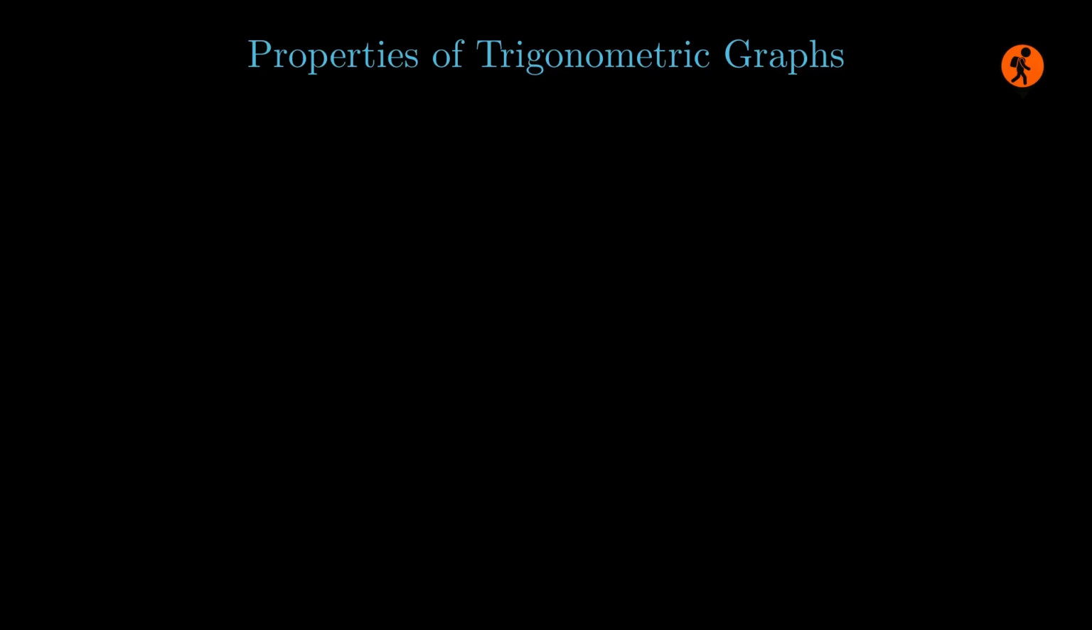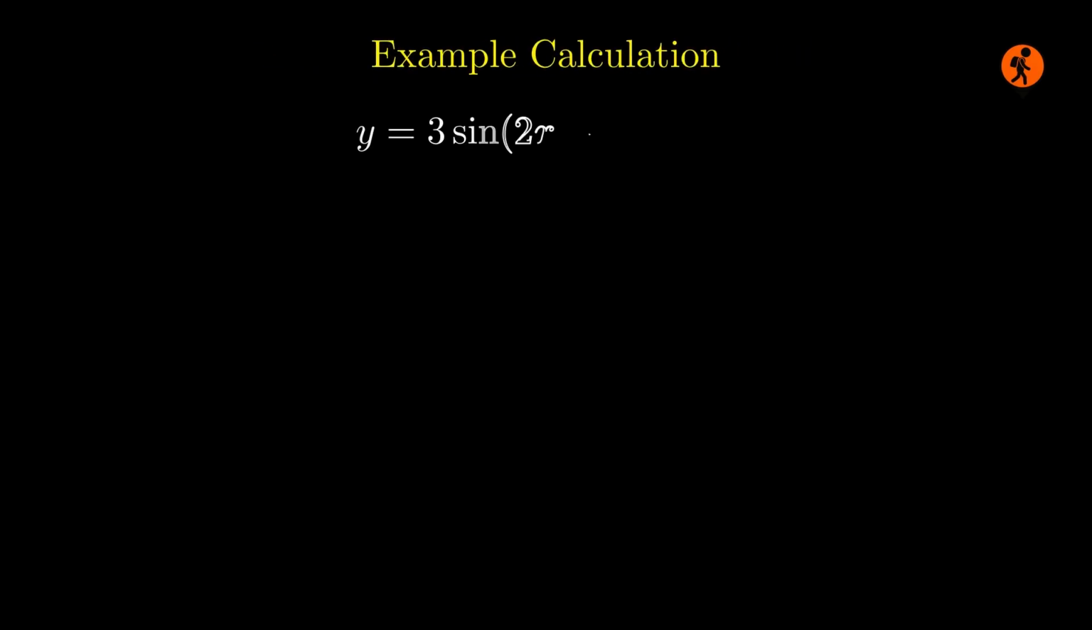Let's put this into practice with an example calculation. Y equals 3 times the sine of 2x minus 90 degrees, plus 1. First, let's identify our key numbers. a is 3, b is 2, c is 90 degrees, and d is 1.